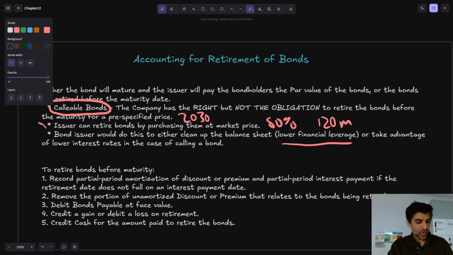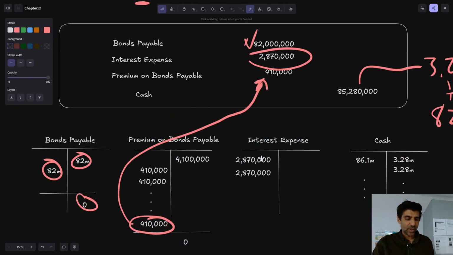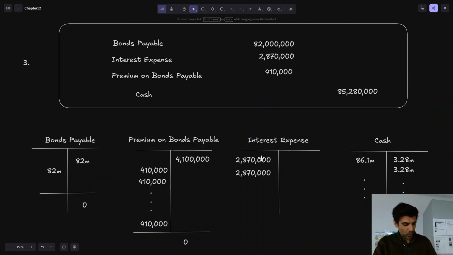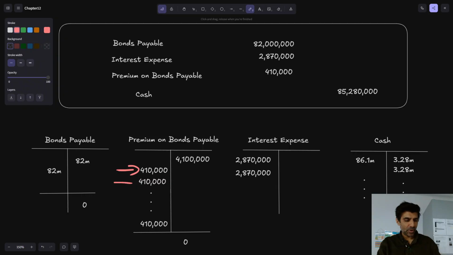So what you need to do if you want to retire the bonds before maturity, you have to record whatever amortization for the discount or premium on the bond at the time of retirement. Because remember, we're doing this on a straight line basis, and we're only doing this during payment periods. So if you're retiring a bond early, it's going to be in between payments. You have to figure out what portion of the discount or premium on bonds payable you need to bring up to the date you're retiring it.